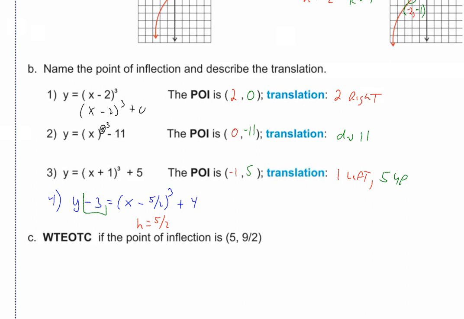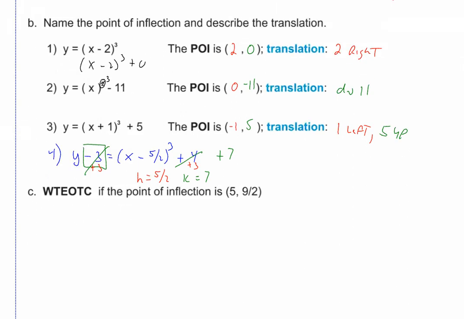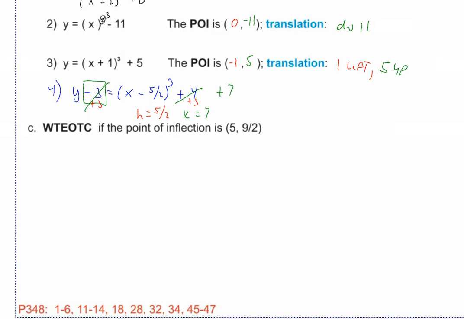You see how it's not y equals right now? Hey, we got to move this -3 to the other side. How would we do that? By adding +3 to both sides, right? I'm going to add a +3 to the left. I'm going to add a +3 to the right. And when I do that, the total on the right is going to be a 7. So K is 7. So how is this translated? 5/2 or 2.5 to the right and up 7. Or 7 up.